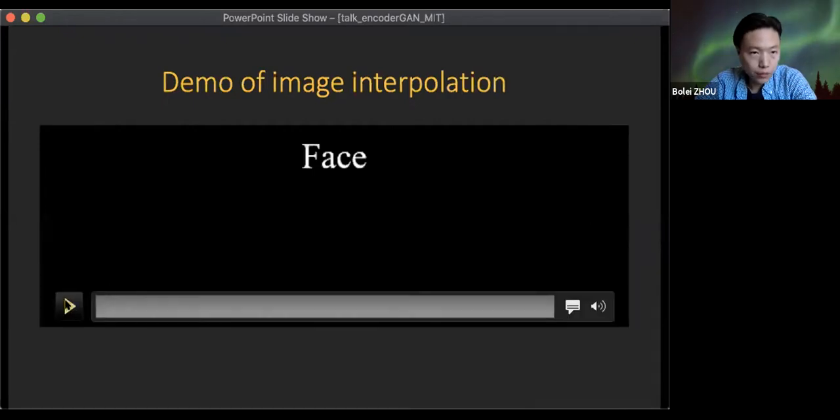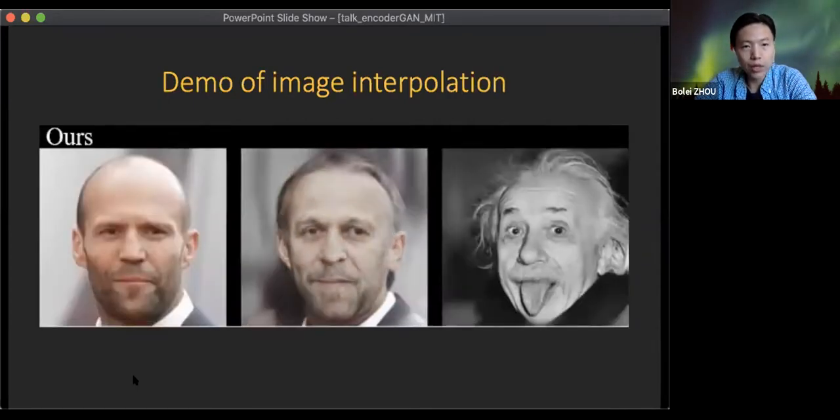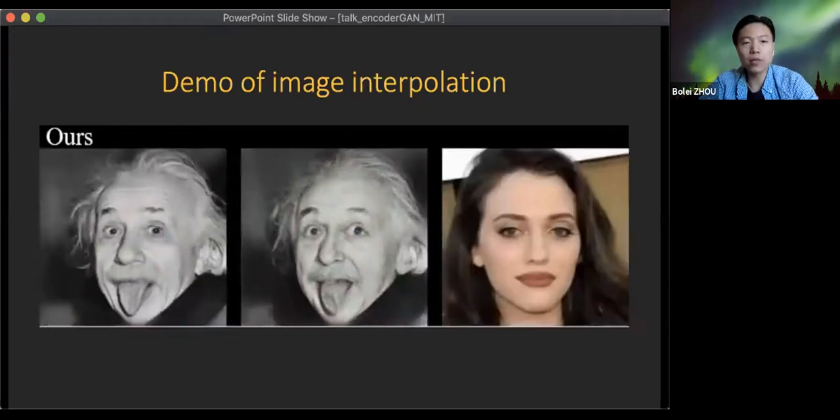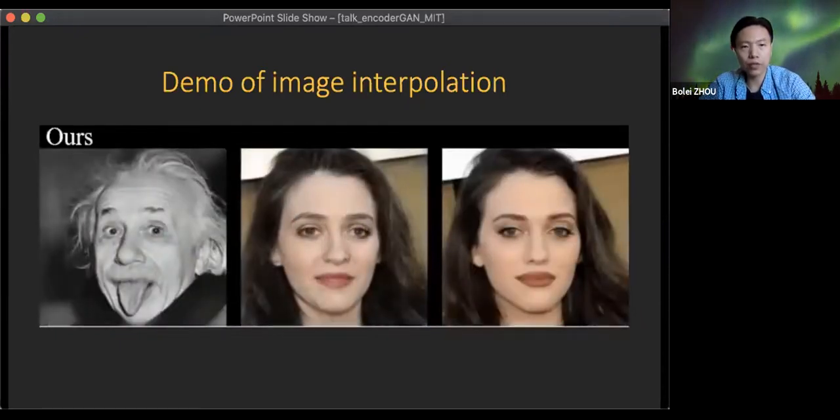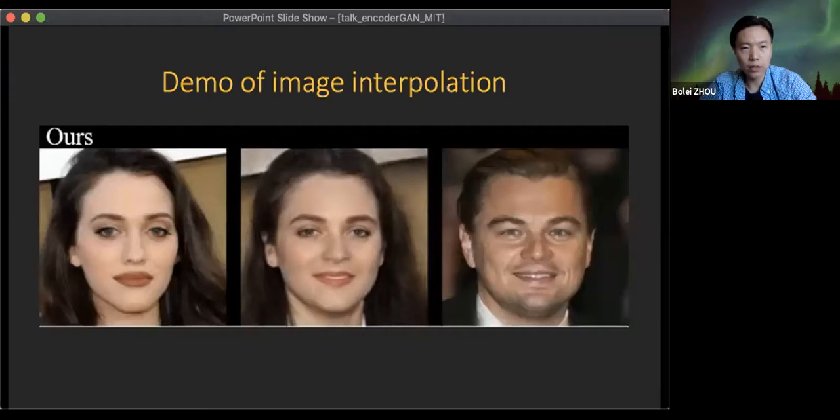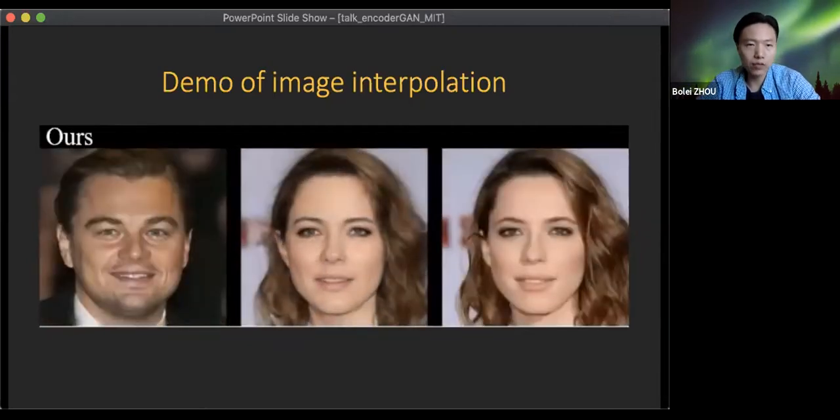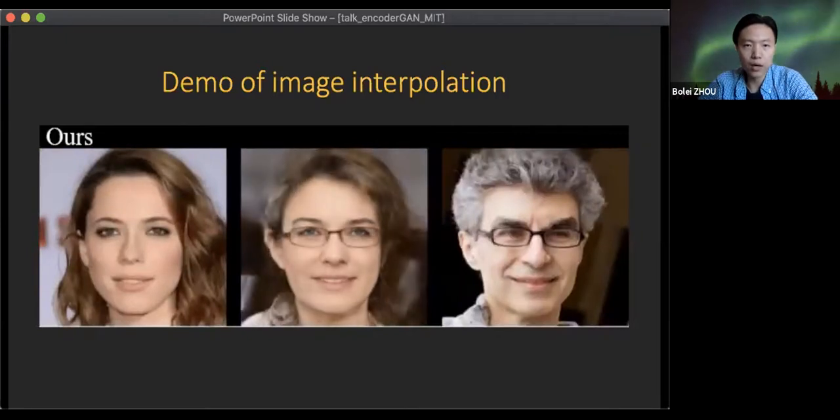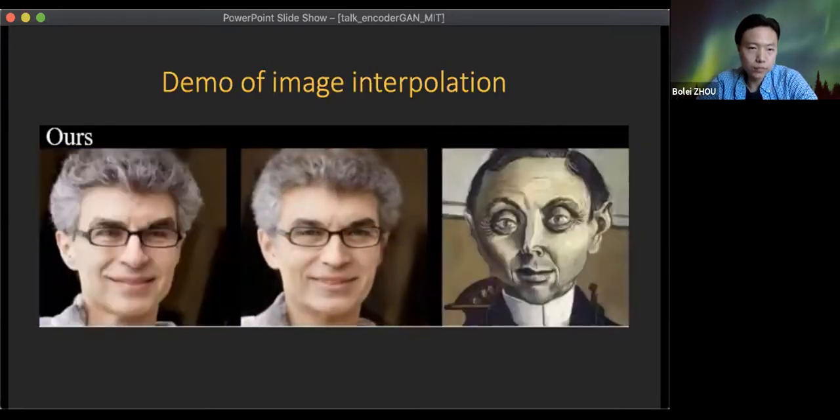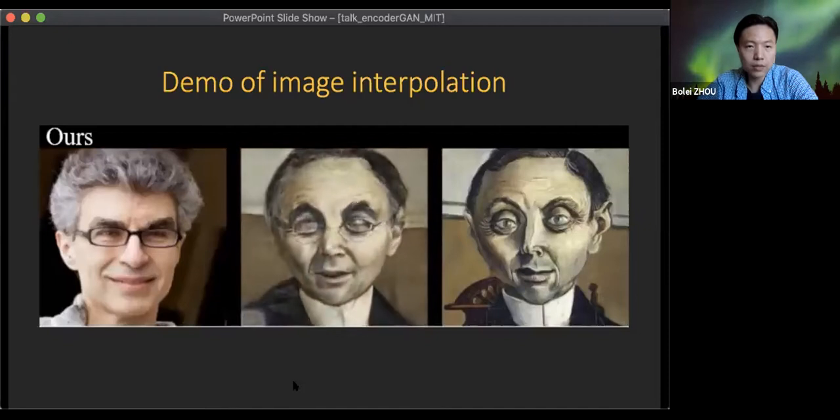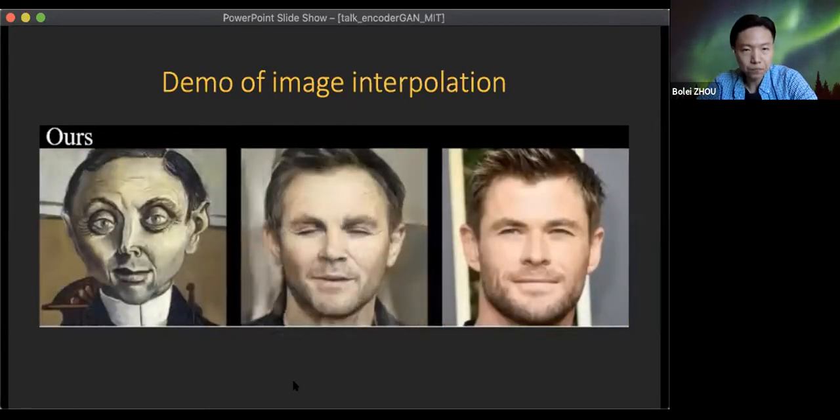So here is another image interpolation result. For the images on both sides, we just get their inverted codes. Then we can continuously interpolate between the two images. Then we have this very cool continuous interpolation result. The intermediate results are also realistic images.